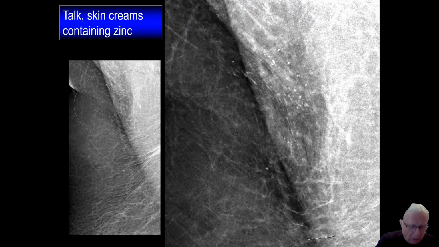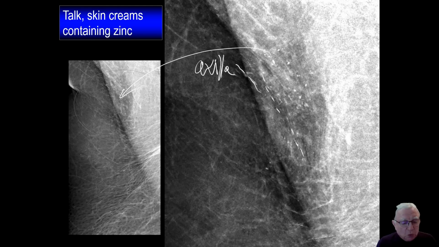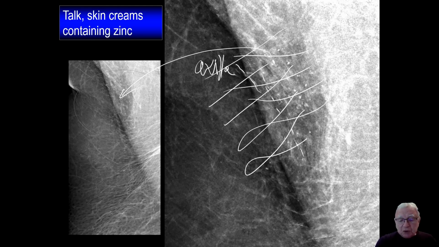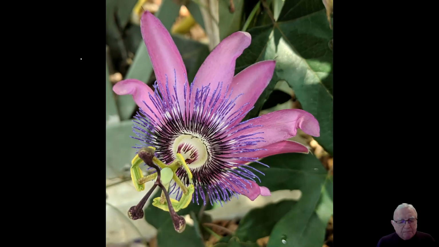Here we go again. You and me have to call this patient back because she has long calcifications. But it's very strange that this is actually in the axilla. You ask the technologist, would you mind asking the patient to wash her armpit? And suddenly the suspicious calcifications are gone. We can prevent this by educating the women. Don't use talc or skin creams containing zinc before you go to mammogram.